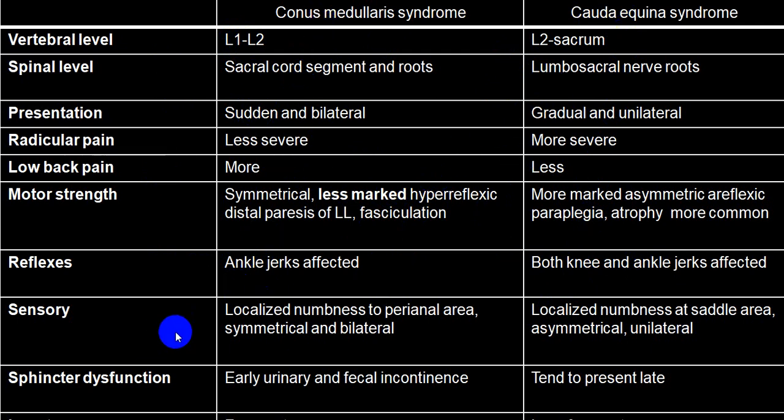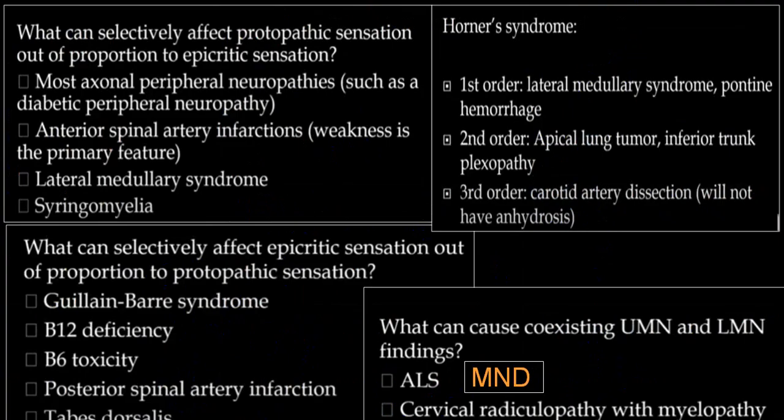Sensory, we have already told you, it will be symmetrical and bilateral findings in conus, while in cauda it will be asymmetrical and unilateral findings. We have already mentioned sphincter disturbances will be early and more common with conus, and it will be a lower motor neuron finding like incontinence, while in a cauda it will be asymmetrical and late. If at all it is present, it will be late. Impotence will be more common with conus and less common with cauda equina. So these are some of the differences which are very important to differentiate between conus and cauda equina.